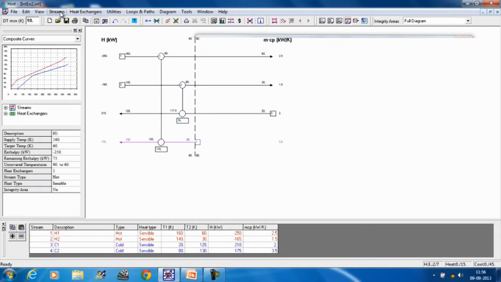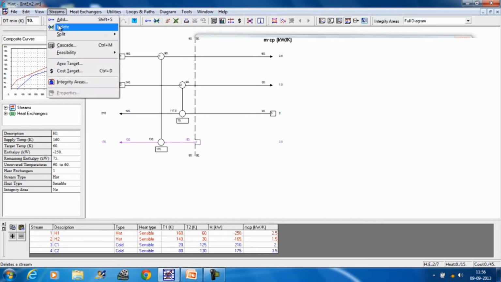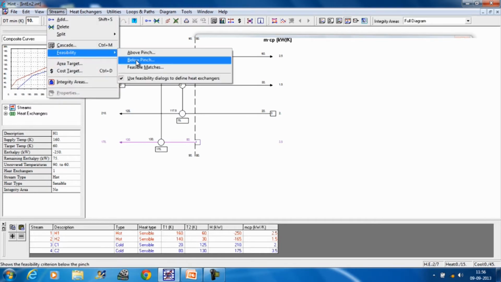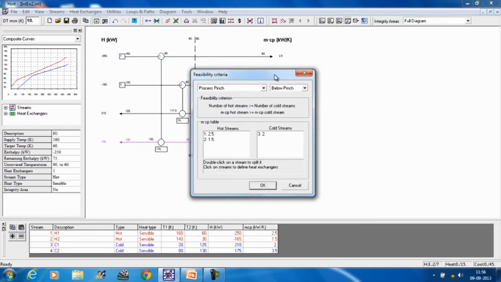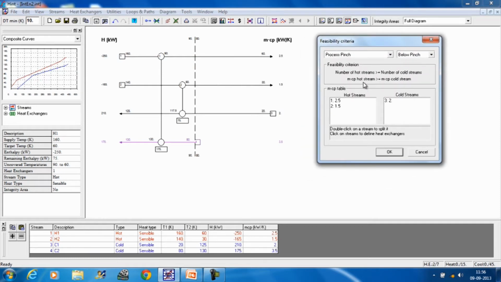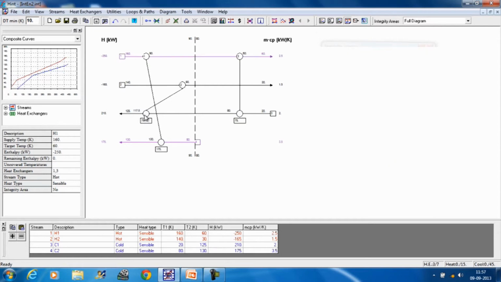Now, we go to the stream feasibility below pinch, and here the MCP of the hot stream should be greater than the MCP of the cold stream. So, I have to match this and this. I can put a pinch heat exchanger here also.